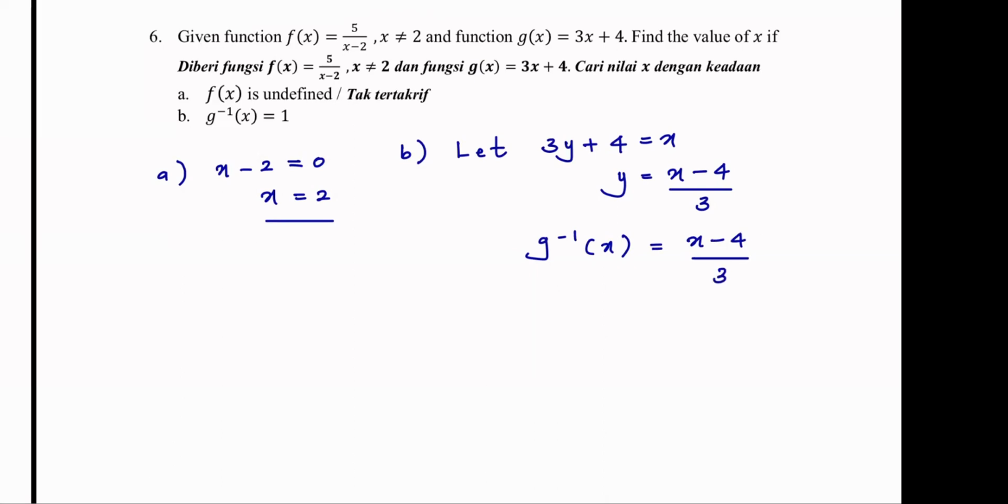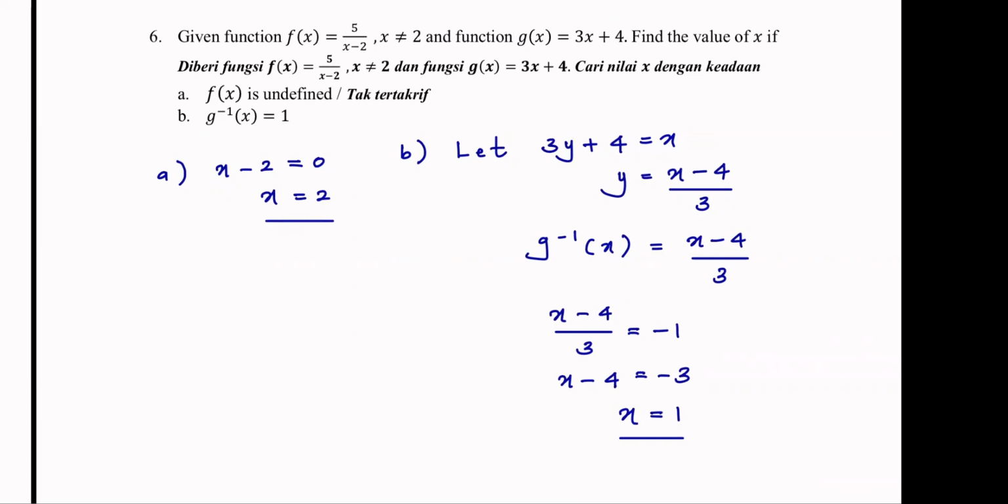Okay, they ask us for G inverse equals -1. So x minus 4 over 3 equals -1. X equals 1. Done. Okay, so double check faster. I want to go to the next question.